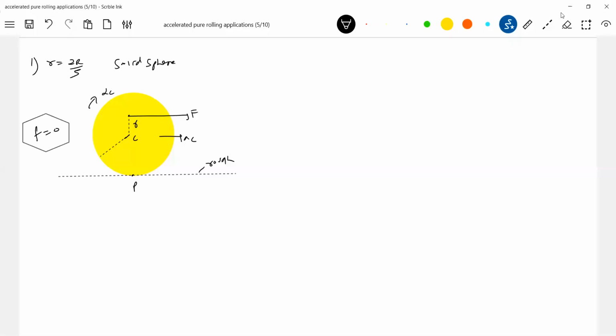Similarly, for hollow sphere, what is the threshold point? I'm calling it the threshold point. Above the threshold point, the friction should act in the direction of the applied force. Below the threshold point, friction should act opposite to the applied force. Similarly, for hollow sphere, what should be the threshold point? 2r/3. Hollow sphere.